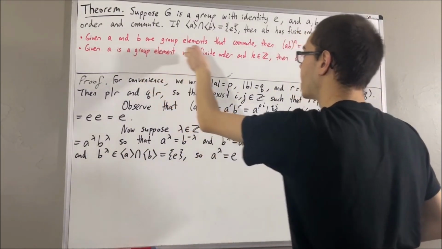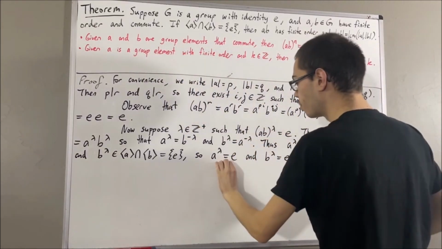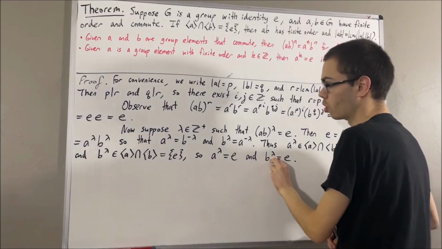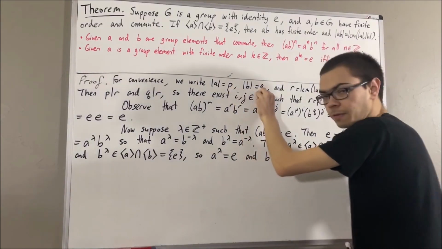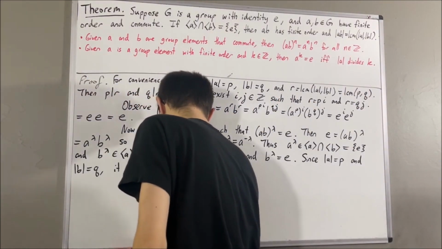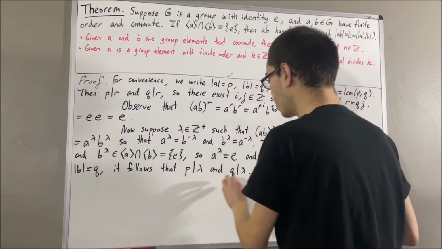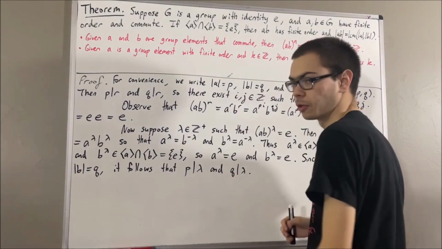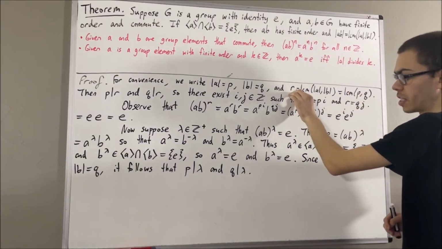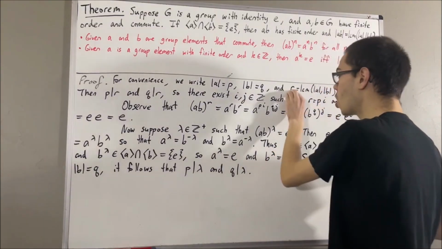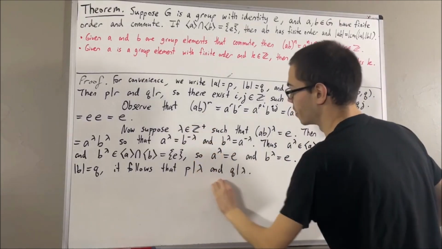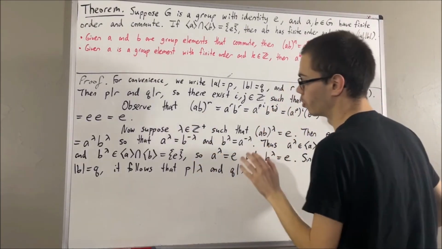But then by the second fact we have written here, this implies the order of A divides lambda, and the order of B divides lambda. Or in other words, p divides lambda and q divides lambda. And this tells us that lambda is a common multiple of p and q. But r is the least common multiple of p and q, so r must be less than or equal to lambda, right? R is the smallest positive integer with this property. So since lambda is a positive integer with this property, r must be less than or equal to lambda.